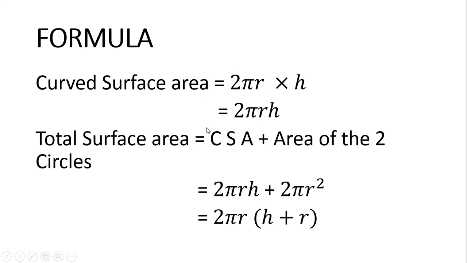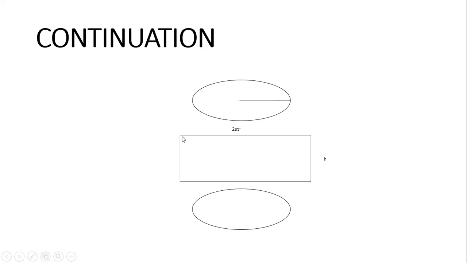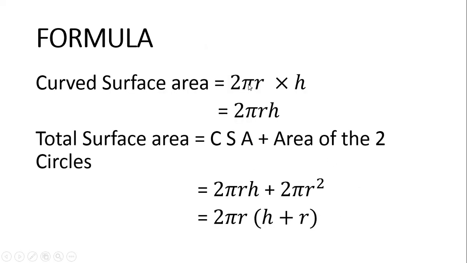And if you go back to the shape here, let's assume this is our length, because this looks like our rectangle. So the area of the rectangle is length times breadth. This is our length and this is our breadth. That will give us the curved surface area of our cylinder, which is 2 pi r times h, to get it as 2 pi r h.